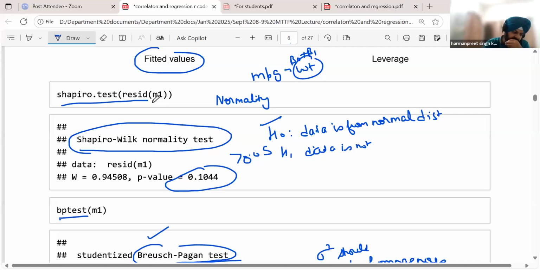Are you able to understand what I have just explained? Yes, sir. Yes, yes.